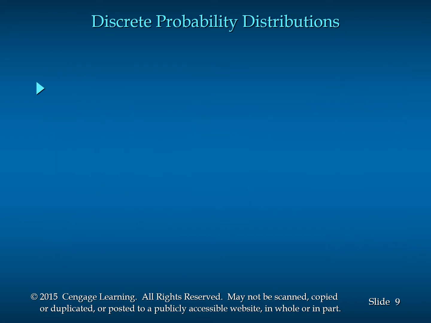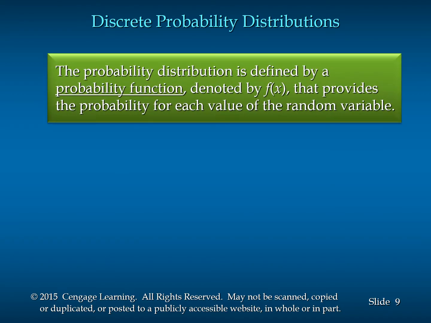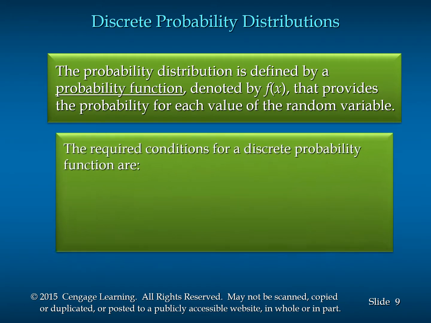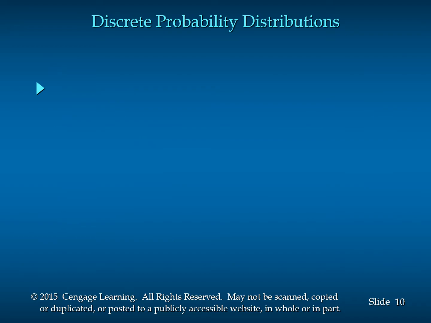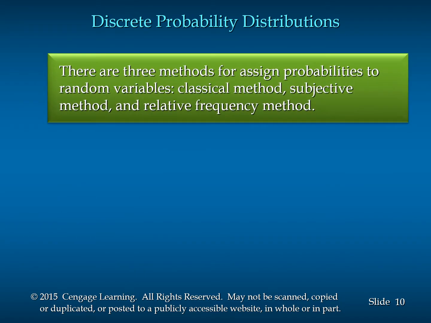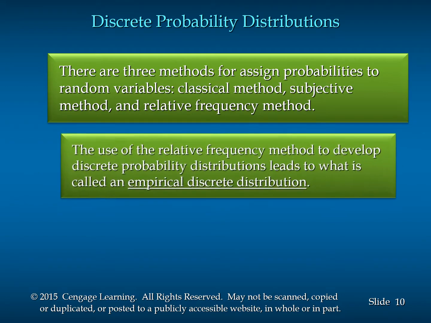We can define any discrete probability distribution with a function, let's call it f of x, that provides the probability for each value of the variable. And remember our two basic rules. Each probability must be greater than or equal to 0, and the sum of all probabilities will equal 1. And remember that we can assign probabilities by three methods. But for this discussion, we will focus on the relative frequency method.